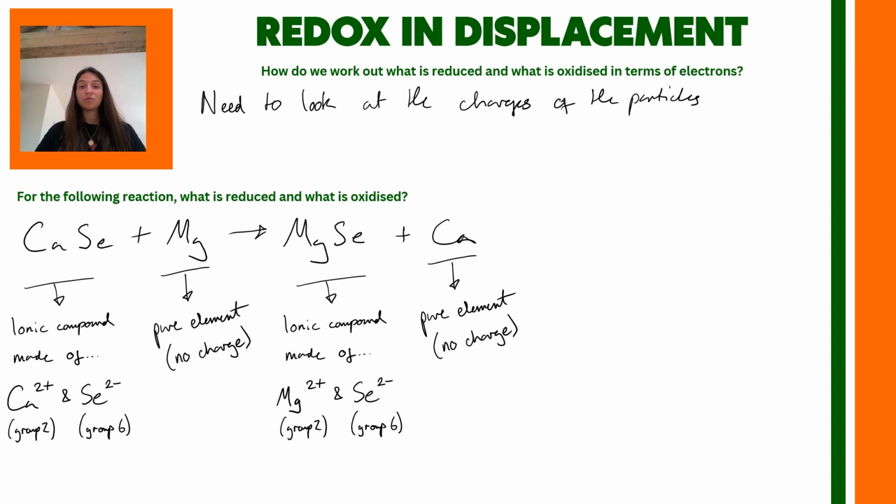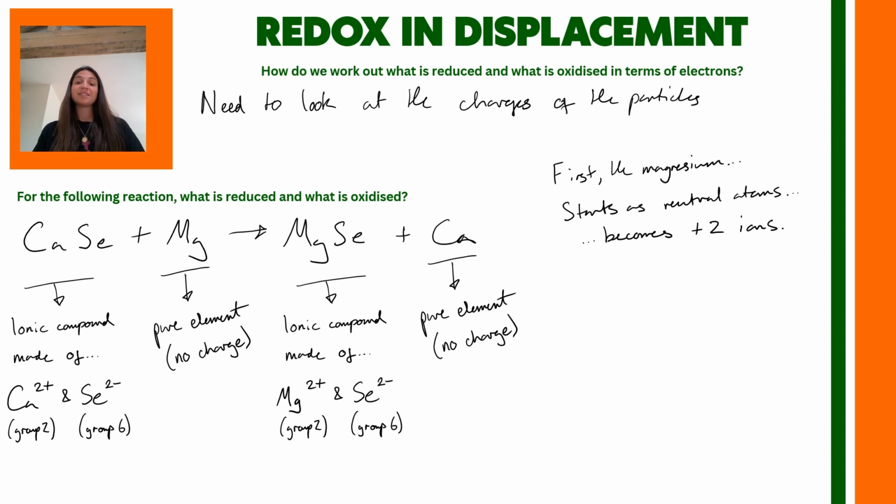Again, magnesium is in group 2, so same story, we'll lose those 2 electrons to get the full outer shell, and your selenide is in group 6, gains 2 electrons to get that full outer shell. So you've got +2 magnesium, -2 for your selenide here. So first, the magnesium. It starts as a neutral atom, as its pure element, no charge.